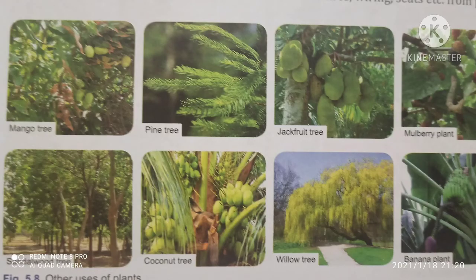Next, other uses of plants. Plants are a source of insecticides and pesticides. For example, smoke produced from neem leaves is used to chase insects like mosquito. We obtain rubber, used to make items like tires, wiring, seeds, etc., from plants. That is, from the rubber plant we get rubber. The milk produced by the rubber plant, that is rubber tree, is vulcanized and used as rubber.